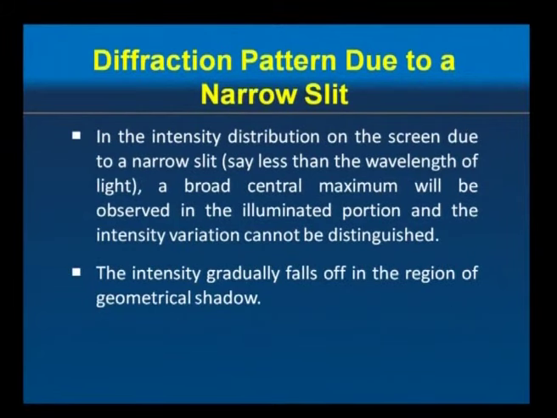So the intensity distribution on the screen due to a narrow slit, say less than the wavelength of light, a broad central maximum will be observed in the illuminated portion, and the intensity variation cannot be distinguished. The intensity gradually falls off in the region of geometrical shadow.